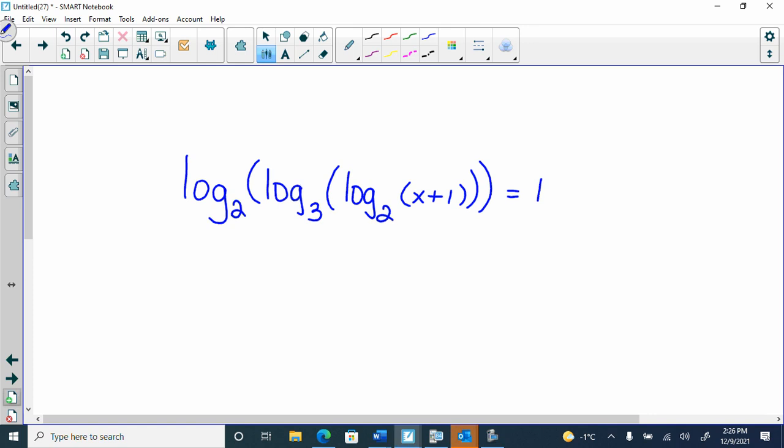How many logs are embedded? 3. So you have to convert to exponential three times. Thrice.